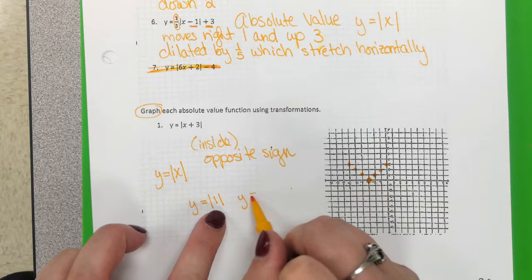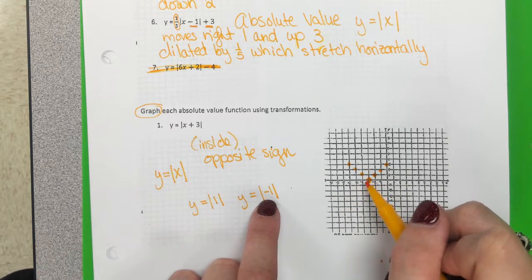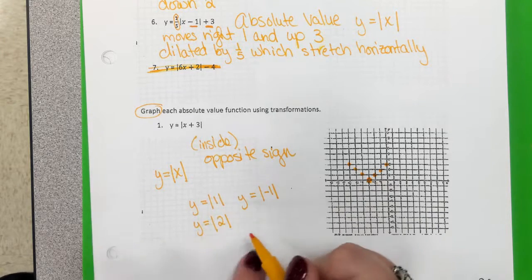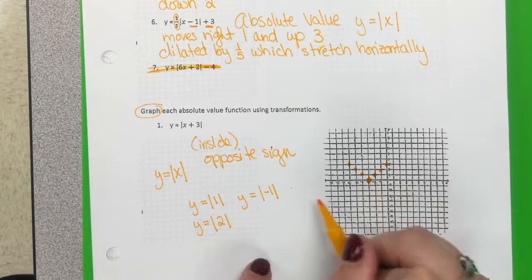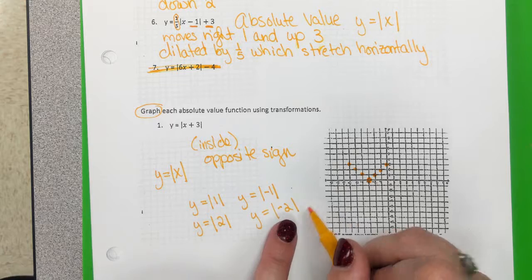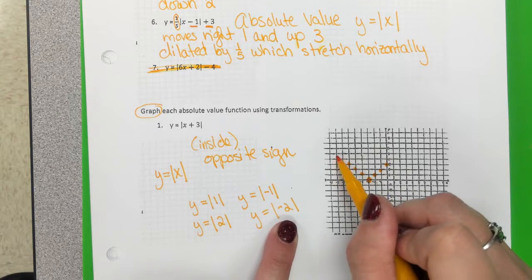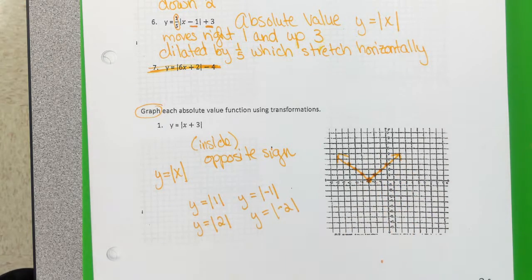If I plug in -1, what's the absolute value of -1? That's why I went left 1 and up 1. If I plugged in 2, what's the absolute value of 2? 2. That's why I went out 2 and up 2. If I plug in -2, what's the absolute value of -2? 2. That's why I went left 2 and up 2. Are y'all okay? It's real easy. That's all you got to do. It doesn't say do anything but graph it on your paper.